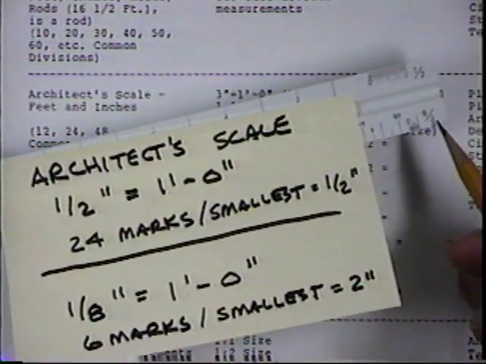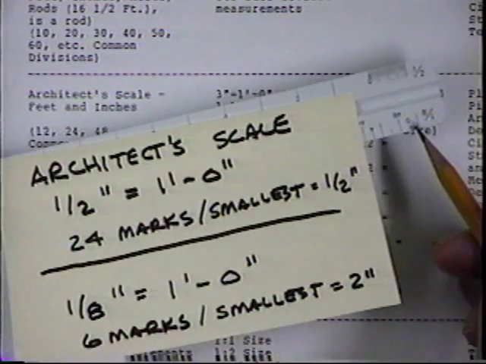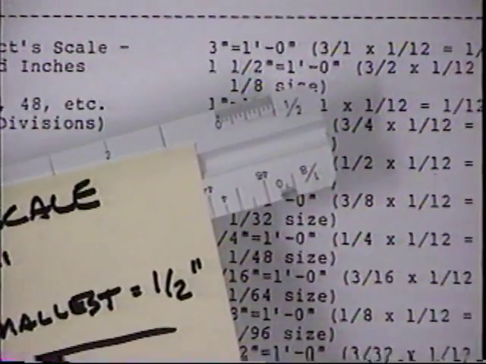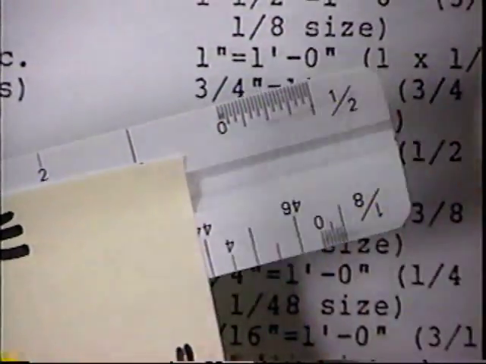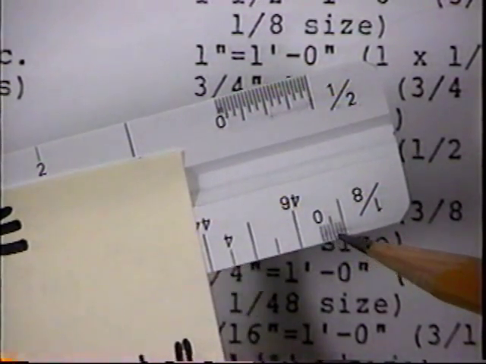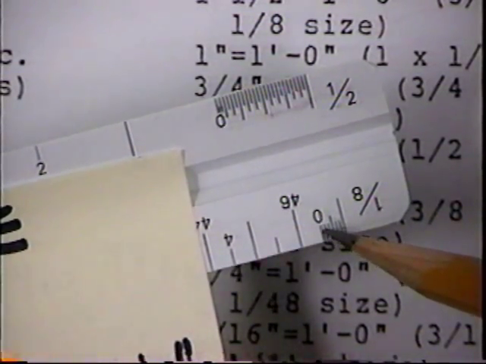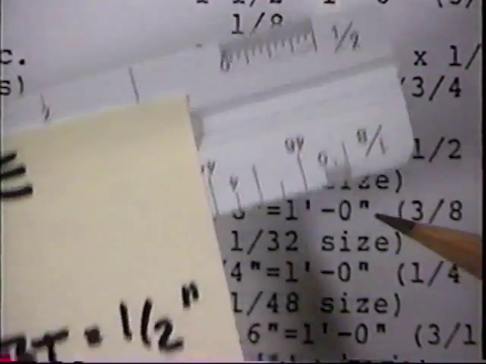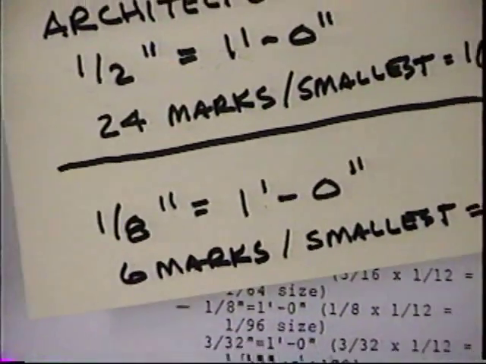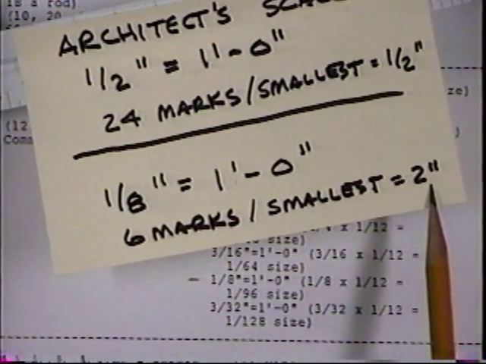I can discriminate on this architectural scale 1/8, and I count up the marks, and there's 6 little marks. That means the smallest mark, let's take a look at that. There they are. We've got 2, 4, 6, 8, 10, 12. So we got 6 marks that represent a foot. 1/8 of an inch equals a foot. And the smallest discrimination then is 1 mark, and that is 2 inches. So 2 inches is our smallest discrimination. And with 1/8 equals a foot, we've got those 6 marks, the smallest 2 inches.